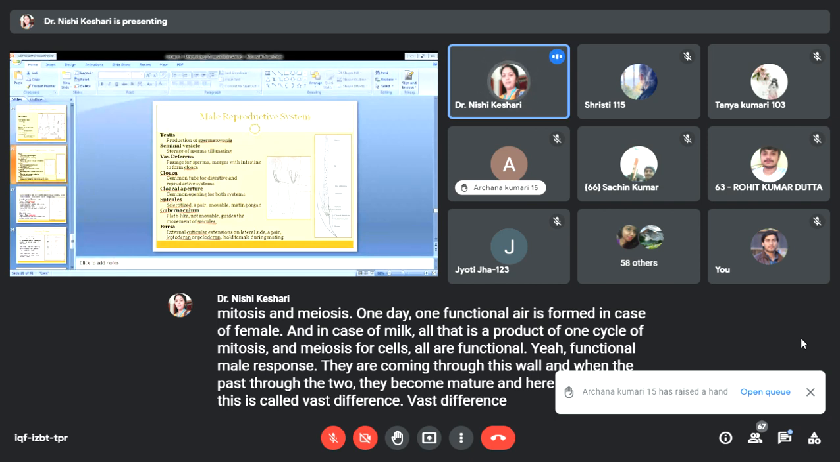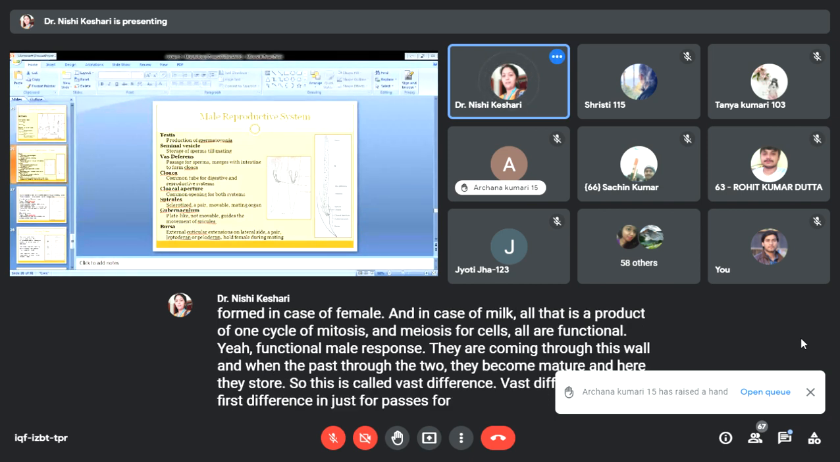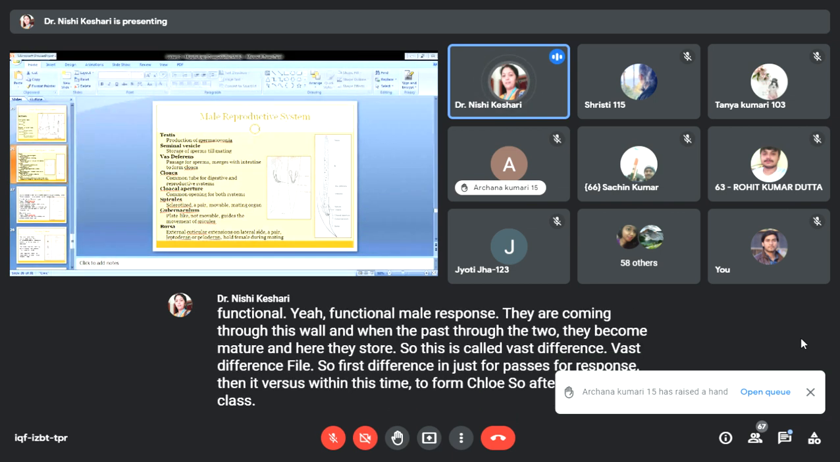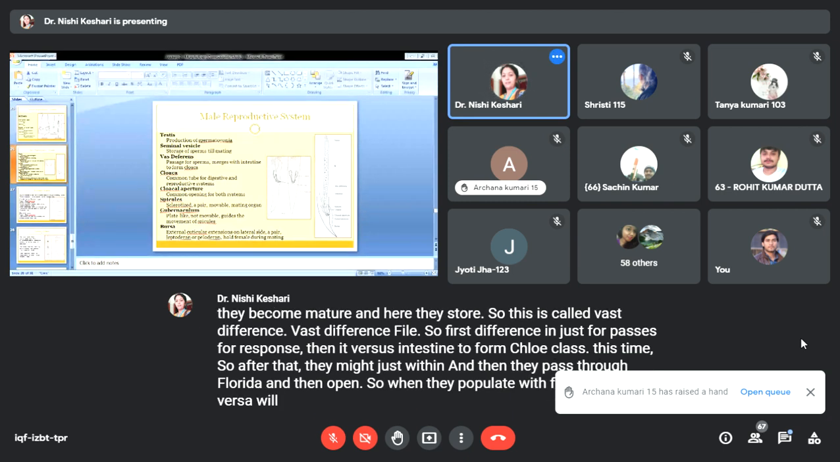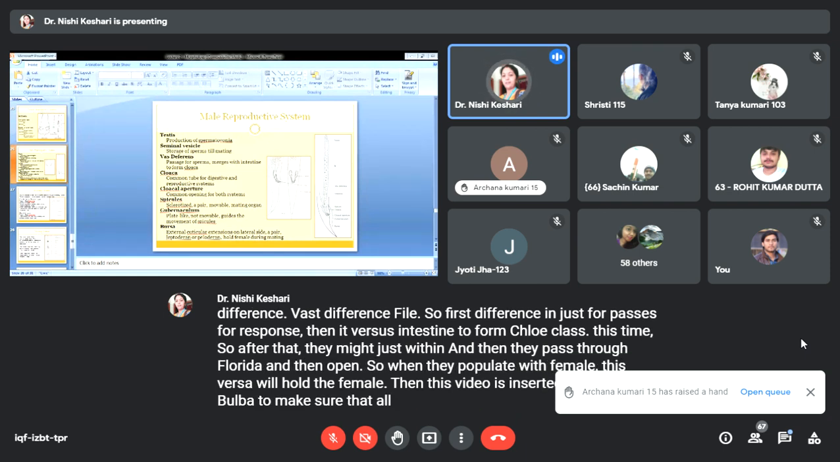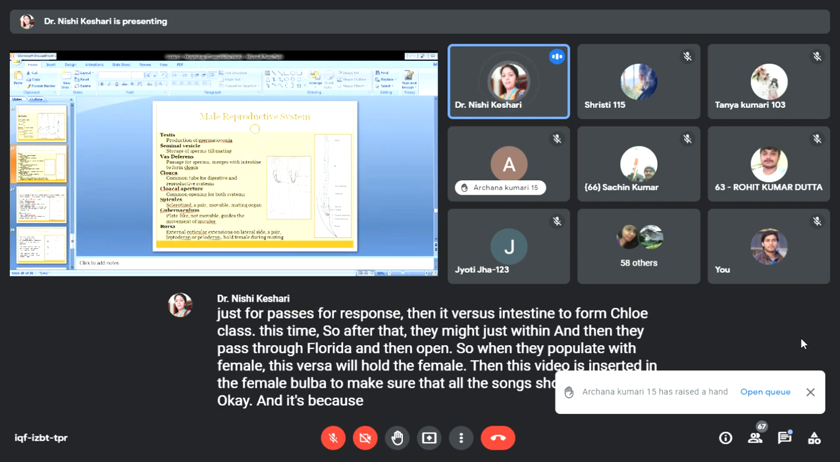So the vas deferens is just a passage for sperms. Then it merges with the intestine to form the cloaca. After that, they pass through the cloaca and open in the cloacal aperture. When they copulate with the female, this bursa will hold the female. Then this spicule is inserted in the female vulva to make sure that all the sperms go inside the vulva. Okay, then spicules are sclerotized, that is very hard, appear movable, and this is the mating organ.